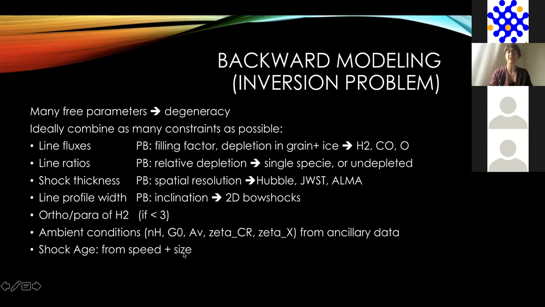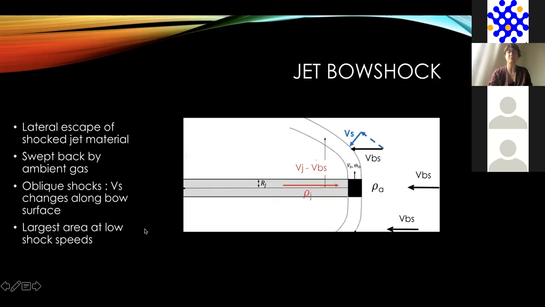And then for the shock age, again, you can also have some independent constraints from, let's say, the speed and the size, or the distance from the star and the speed. So the idea is to try to have something as consistent as possible. So I'm going to show you an example of modeling that has been done by Cham Lengok on the Orion H2. It's a generic work, but it's trying to model bow shocks.